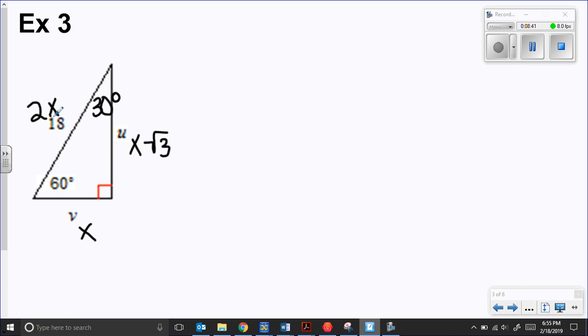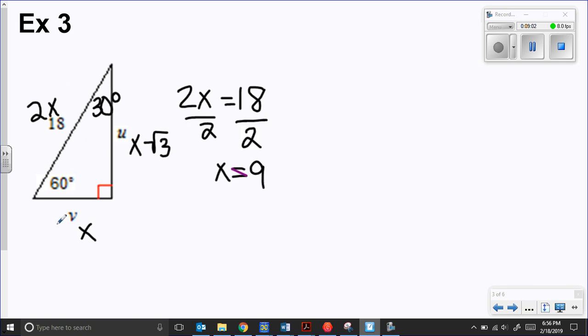So now we don't know x yet, but we know 2x, so we can use that to figure out the rest. So then we can do 2x equals 18 because that's what we were given. And now we're just going to solve for x. So now we know that x is equal to 9. So we know that v is equal to 9.